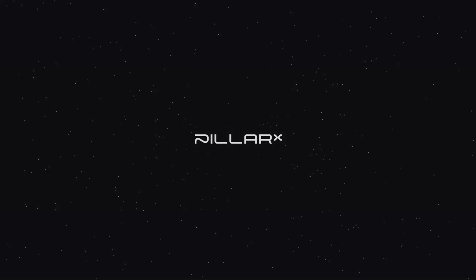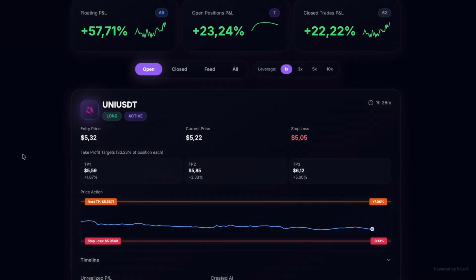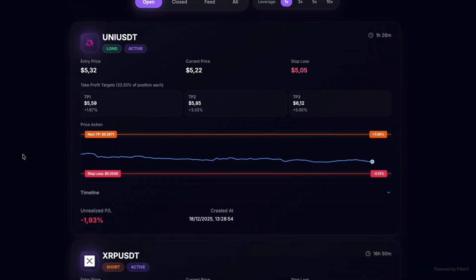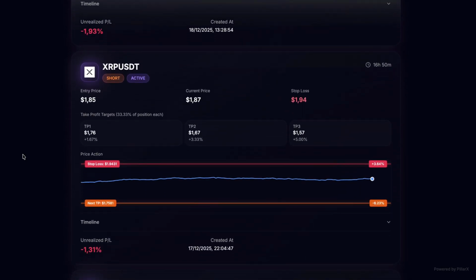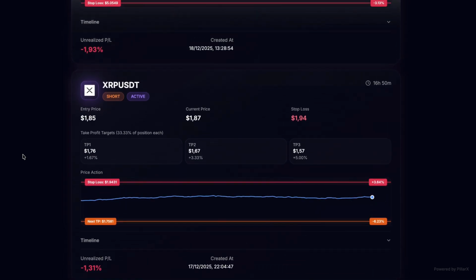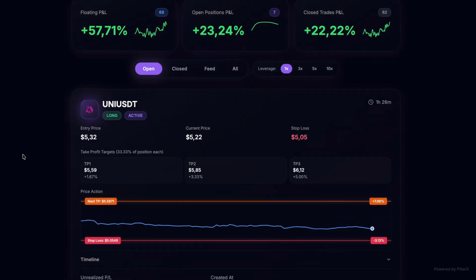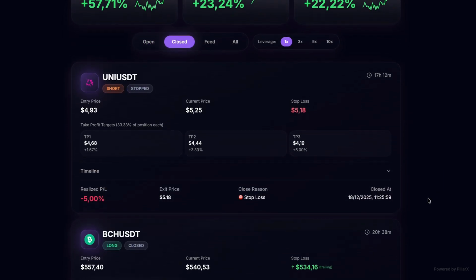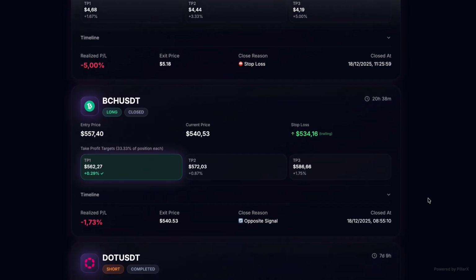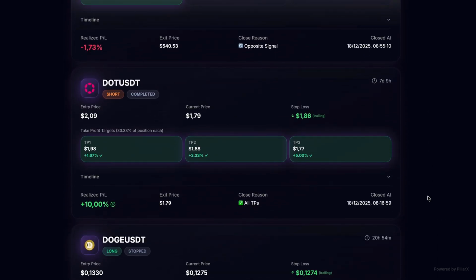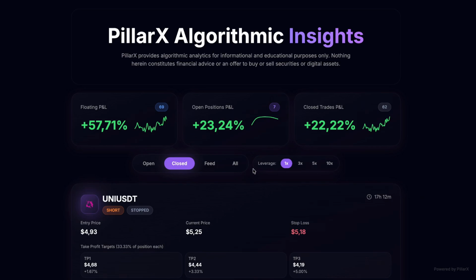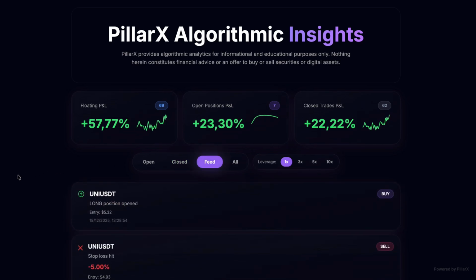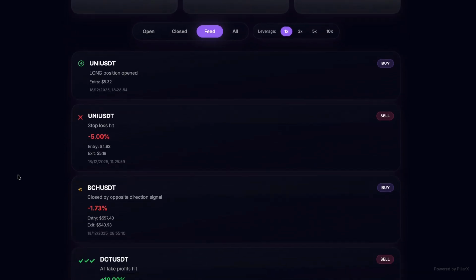Welcome to PillarX Insights. PillarX Insights is an algorithmic insights intelligence system. It continuously scans the markets, processes real-time data, and automatically generates trade events based on predefined strategies, risk rules, and execution logic. Every trade you see is produced by the algorithm, not manually entered, and every trade follows the same structured framework. Let's walk through a trade event and explain exactly how it works.